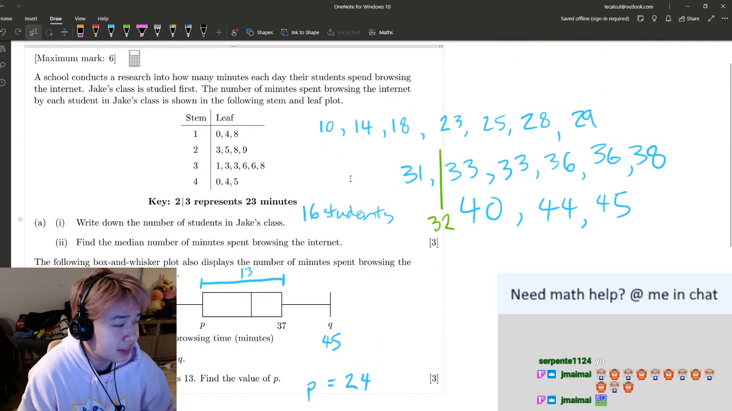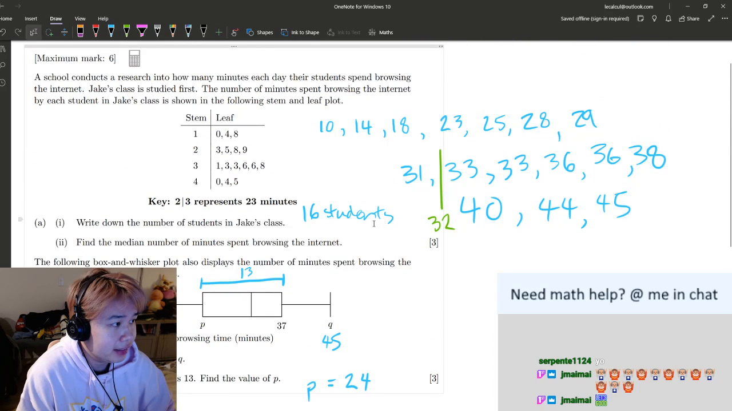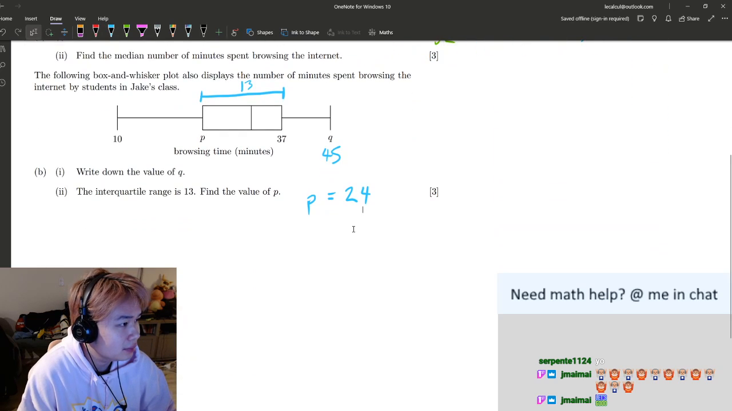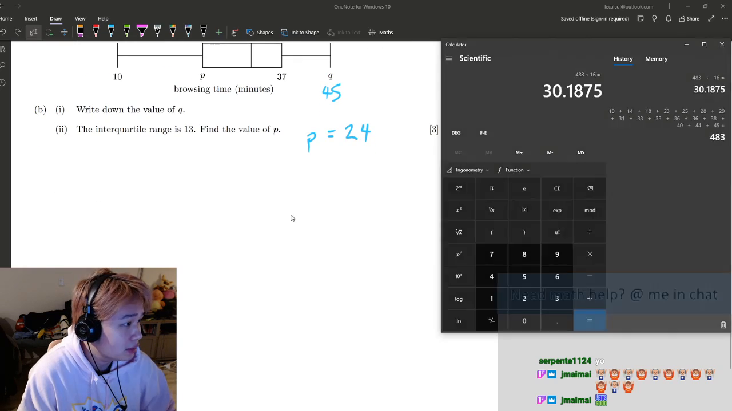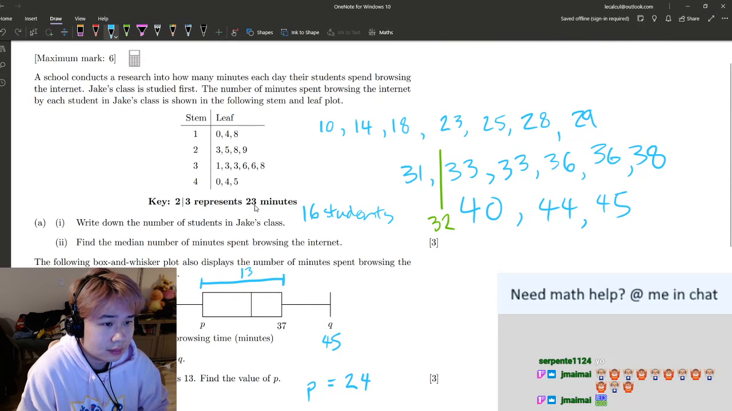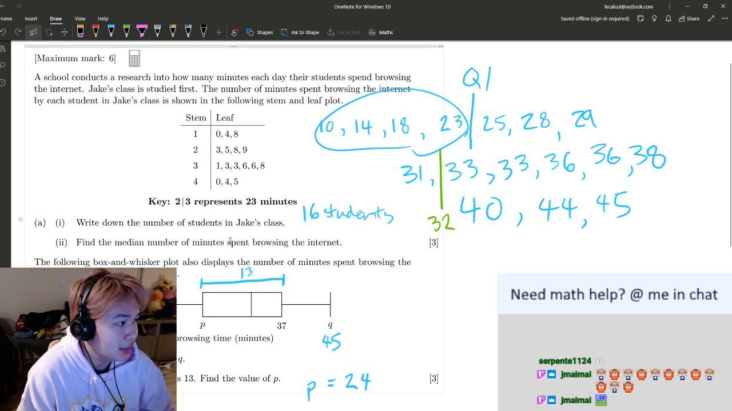And that makes sense, right? If you have 16 students, the first quartile is going to be after 4 students, right? 1, 2, 3, 4, something like that. Anyways, let's keep going. Yeah, so you see after 4 students, you have the first quartile, which is exactly at 24.